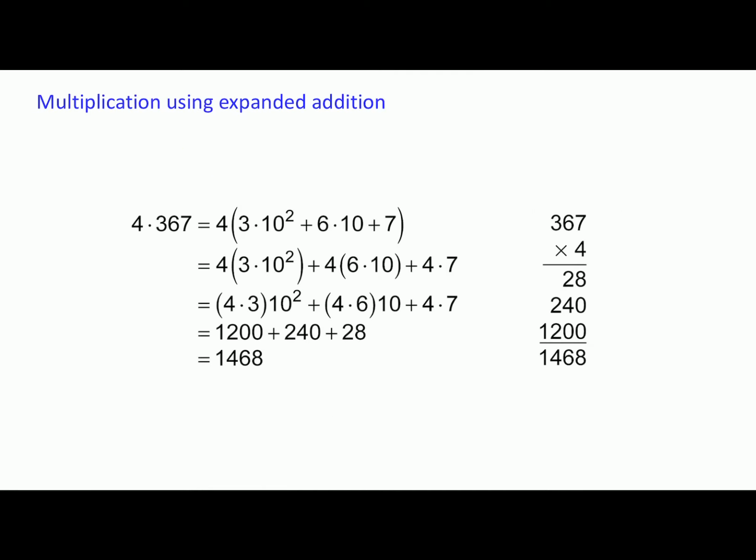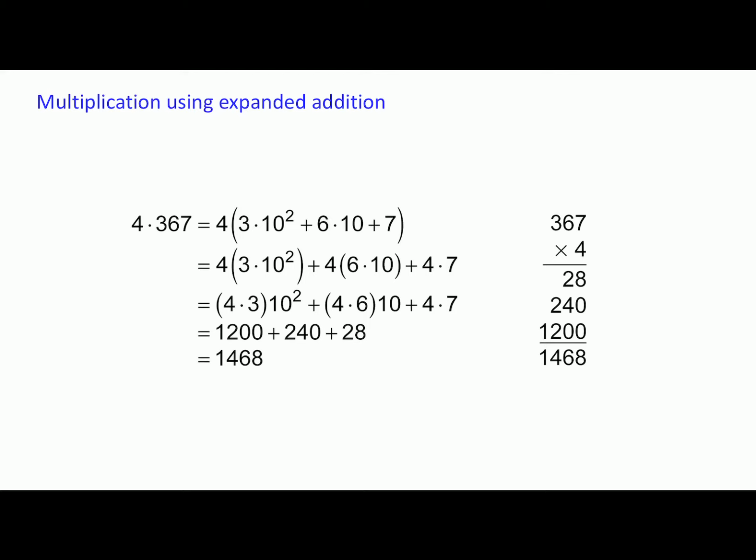We can use expanded addition, so we can use that property of what's happening when we multiply by powers of 10 to think about breaking our numbers down into their hundreds and tens and ones. So if I wanted to multiply 4 times 367, what I might do is break 367 down into 3 hundreds, 6 tens, and 7 ones. And so when I multiply now, I'm going to multiply in each of those place values.